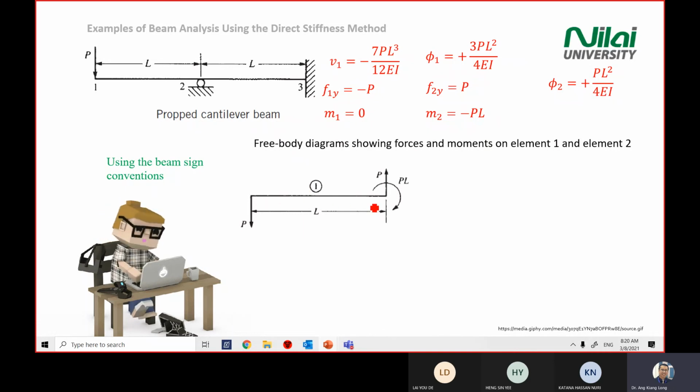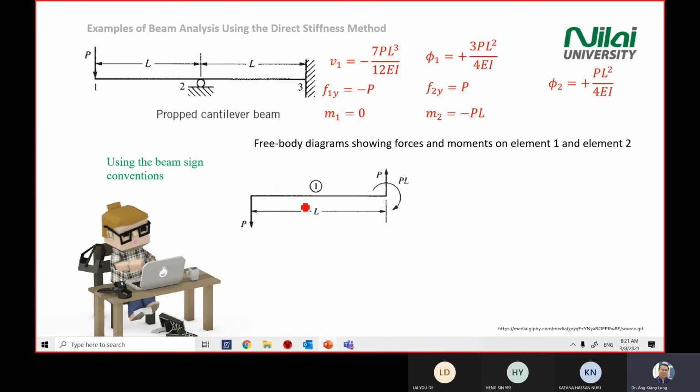So you draw element 1, you draw this line, and then you label it as element 1, and you can pinpoint this one as 1 and 2. The rest, you just follow your answer. At point number 1 here, your answer is minus P, so it is going down, so you draw P going down. There's no moment, so there's no moment sign over here. And then at point number 2 here, you have F2y equal to positive P, positive going up. And then you have a moment negative PL, which means you have a clockwise direction of moment. Then this one is your free body diagram for element 1.